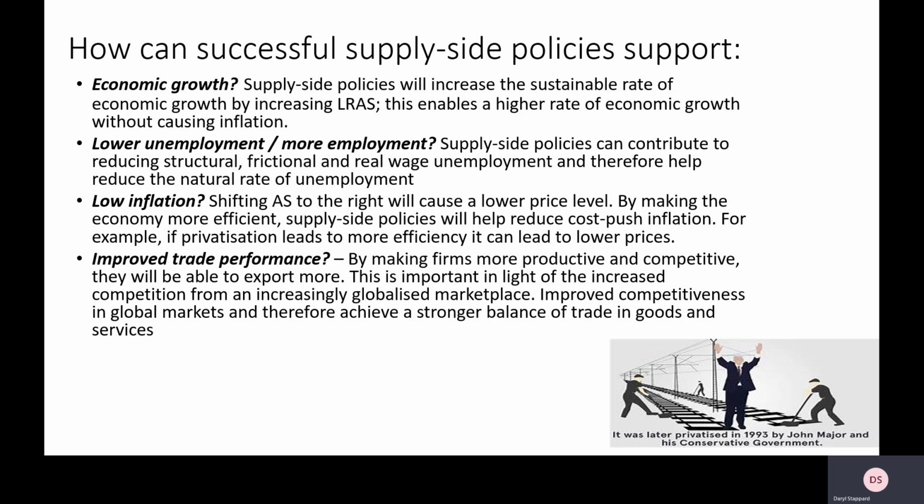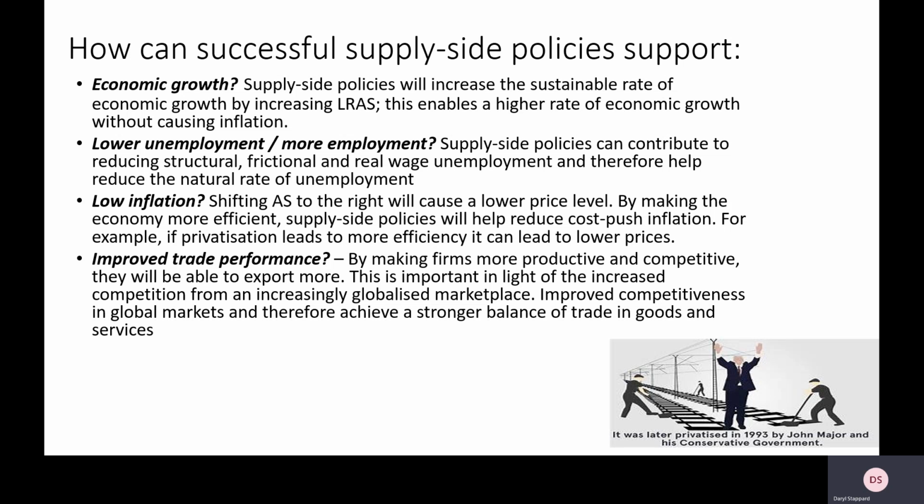But also, because when LRAS moves outwards, you tend to find that things are more productive, more efficient, business costs start to fall. So what that should do, it should allow for more growth in aggregate demand without conflicting with the target of inflation. So it shouldn't lead to lots and lots of inflation. So it means that AD can grow without creating positive output gaps.